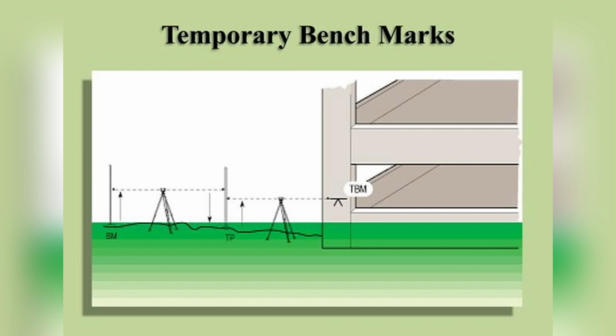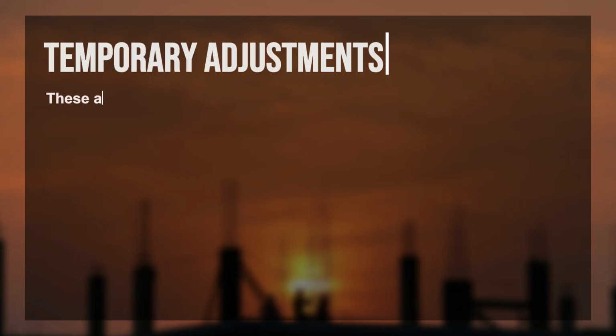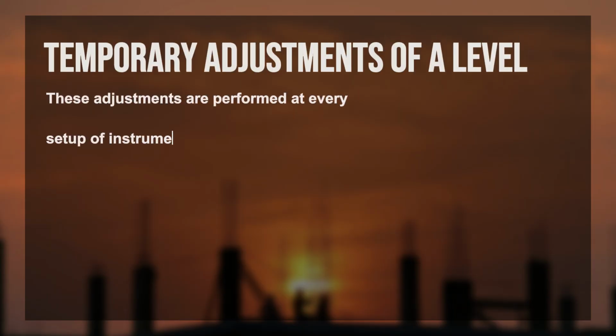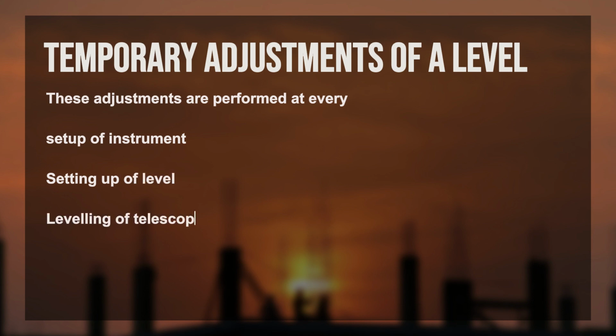So, to achieve this, there are certain temporary adjustments that are done to set up the level at a particular station. First, these adjustments are performed at every setup of the instrument. That is, when we are establishing the instrument at location 1, we will be following this procedure, and when we shift to the second station, the same procedure of establishing the instrument and adjustment of the leveling will be done. The different steps of establishing temporary adjustment are: number 1, setting up of level.